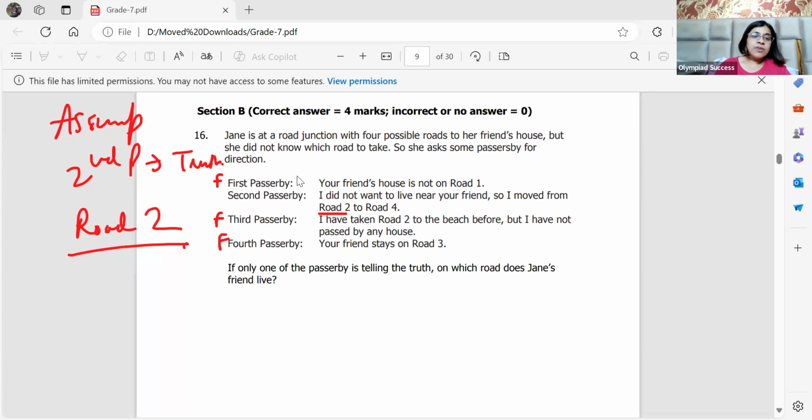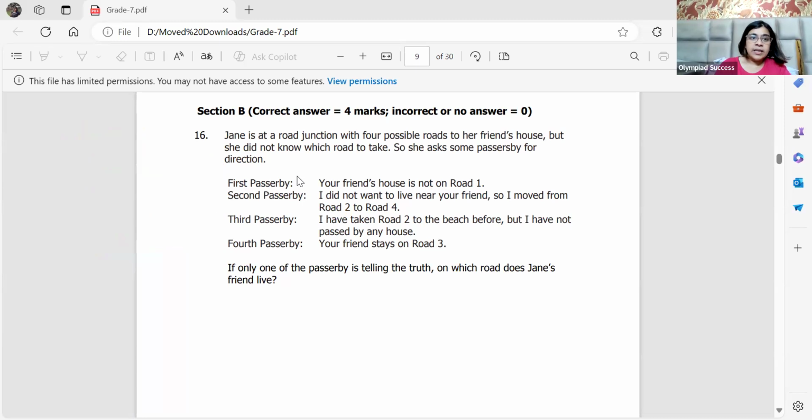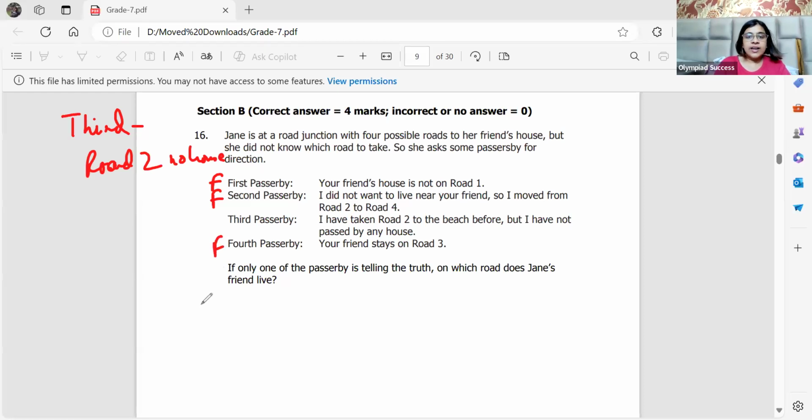Now you are left with only one condition, which is the third passerby. The third passerby is saying that there is no house on road 2. Road 2 has no house. Now, will this information help me or not? Let's check. If that's true, then the first person's statement and the fourth person's statement are in line. First false, second false, fourth false. Correct? So, not staying on road number 3 helps me eliminate further.